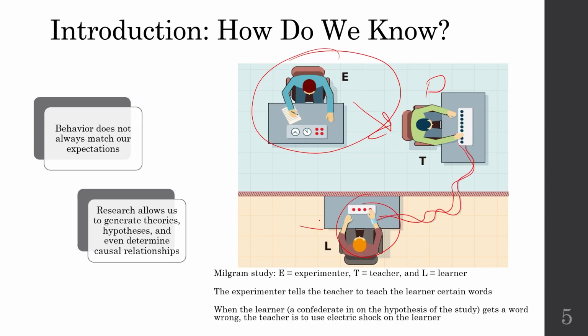The learner was also an experimenter, so this is not a real person. Only this one is the participant. The idea was that people would stop. We would expect participants not to continue administering electric shocks as they went.